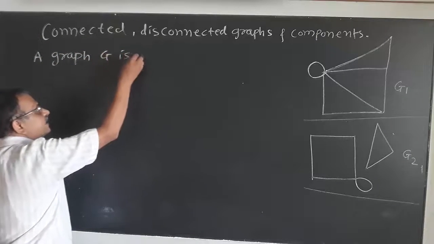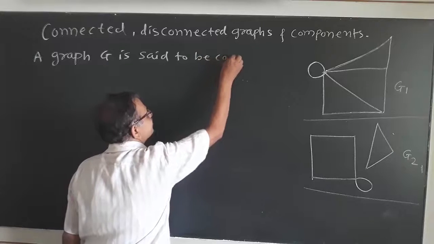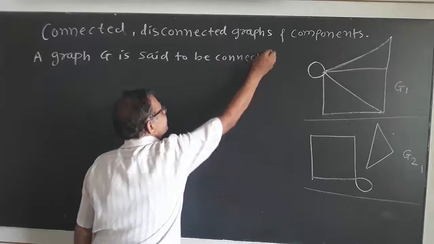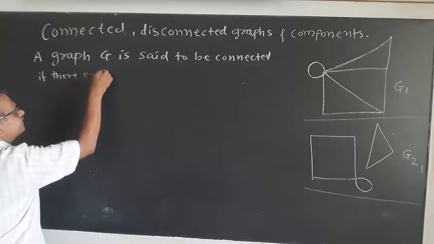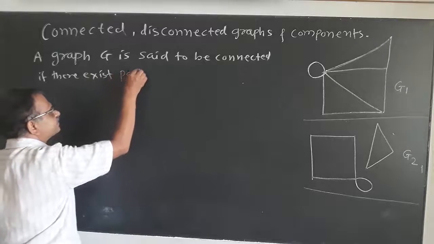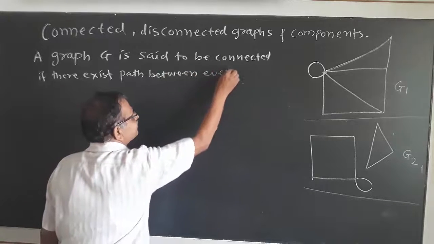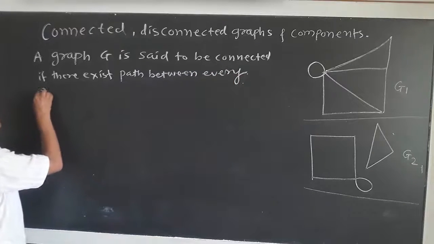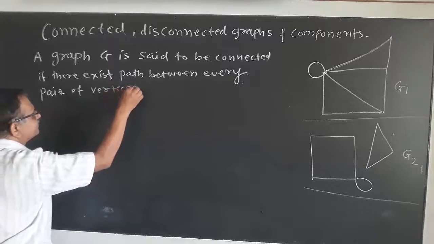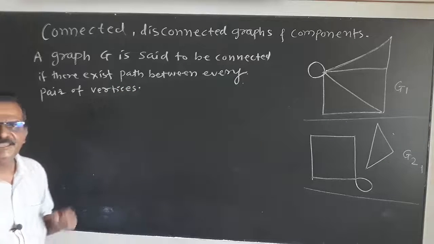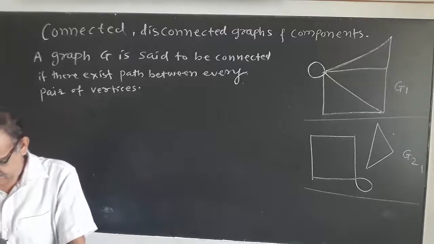A graph G is said to be connected if there exists a path between every pair of vertices. That means we can reach any vertex from any vertex by a path, by traveling by edges.